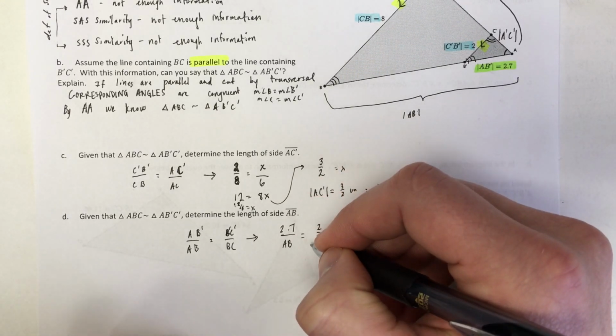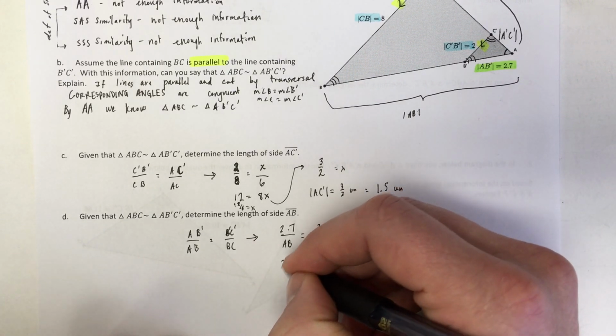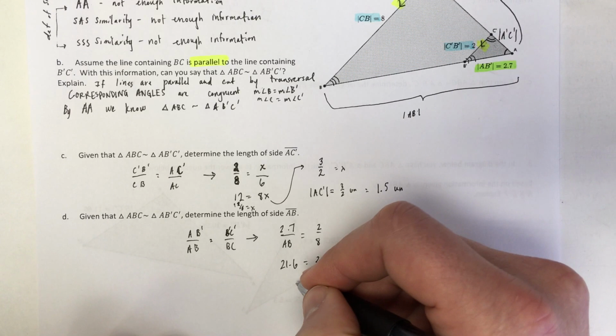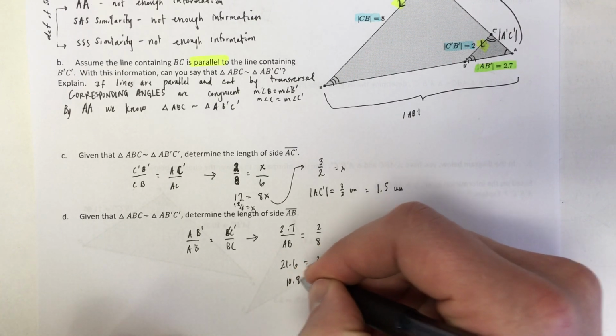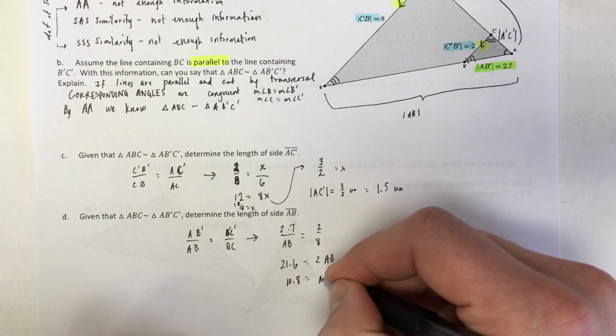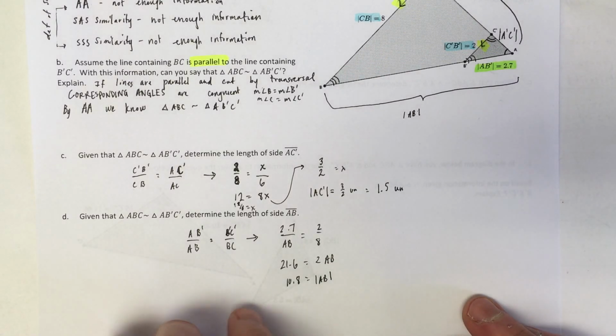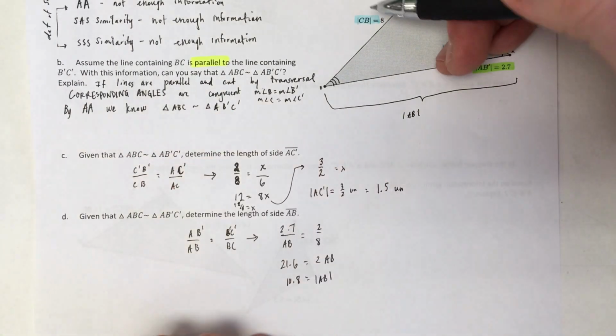Relates to 2 over 8. So 21.6 is equal to 2 AB, and 10.8 is equal to AB, the distance of AB. All right, so a lot of things were going on there.